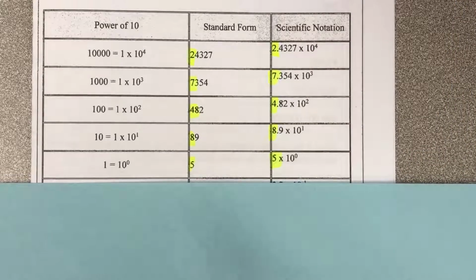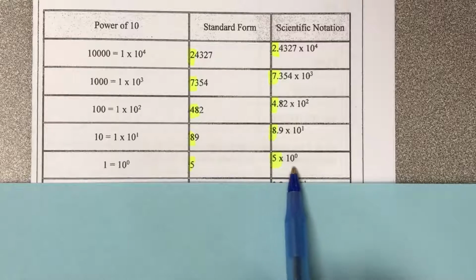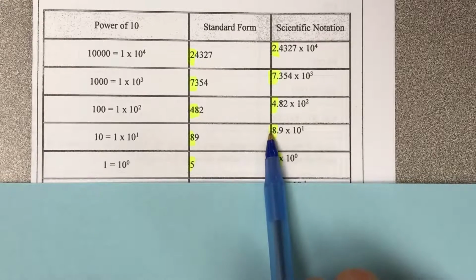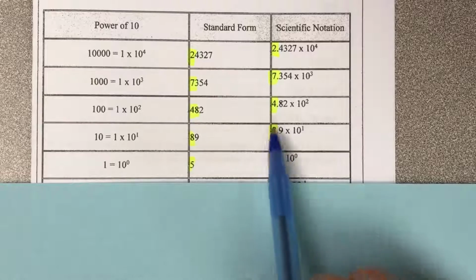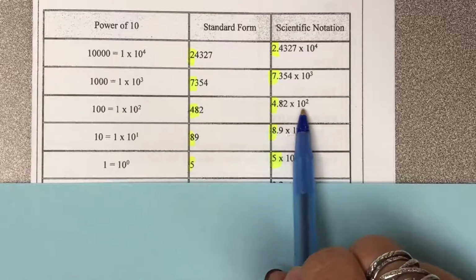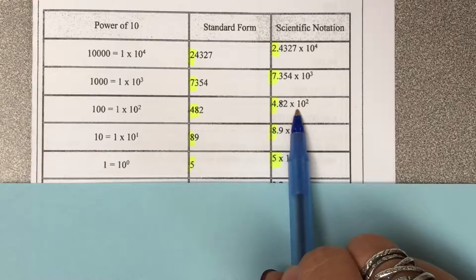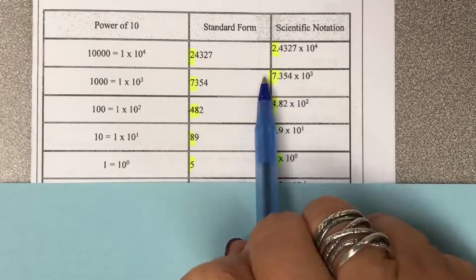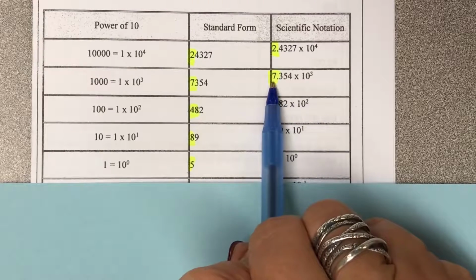If you have just one number between 1 and 9, that is 1 times 10 to the 0. If you have 80s, or 60s or 70s or 90s, here we have 89 because it's 8 times 10, so that's 89. Here we have hundreds because 10 to the second power means 100, so it's 482. Here we have thousands because 10 to the third power is 1,000, so it's 7,354.